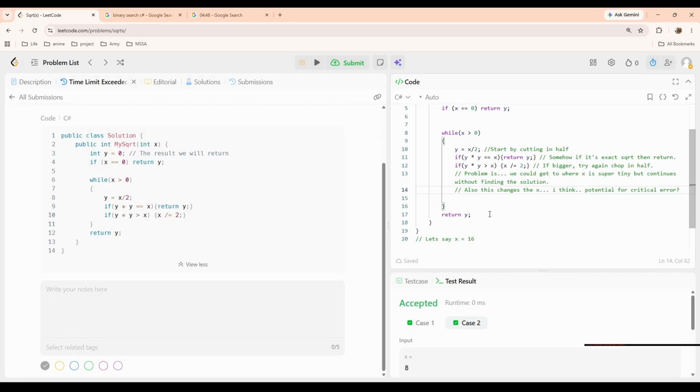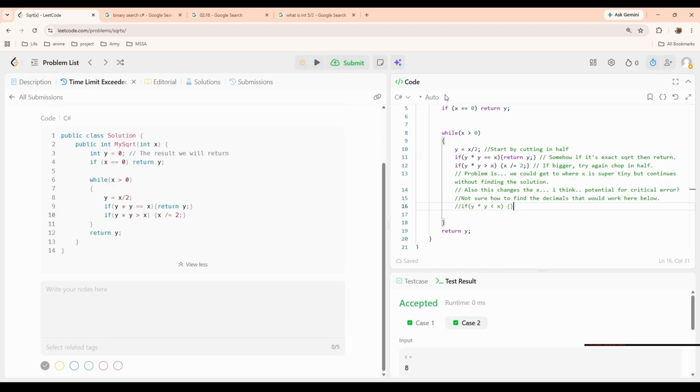So let's say it's 20, then y would be 10. 10 times 10 is 100. So 100 is way bigger, so we divide it by half. 10 is greater than 0, so y is 5. 5 times 5 is 25, which is bigger than 20, so we divide 10 by 2, which is 5. So let's say x is 5, y would be 2, that's 4, which is less than 5. How do we go about finding the right decimal points after that? Because 4 is less than 5.